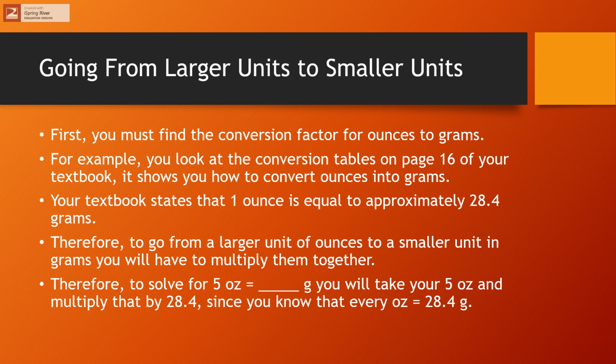Therefore, to go from a larger unit of ounces to a smaller unit in grams, you will have to multiply them together. Therefore, to solve for 5 ounces equals X amount of grams, you will take your 5 ounces and multiply that by 28.4, since you already know that every ounce equals 28.4 grams.